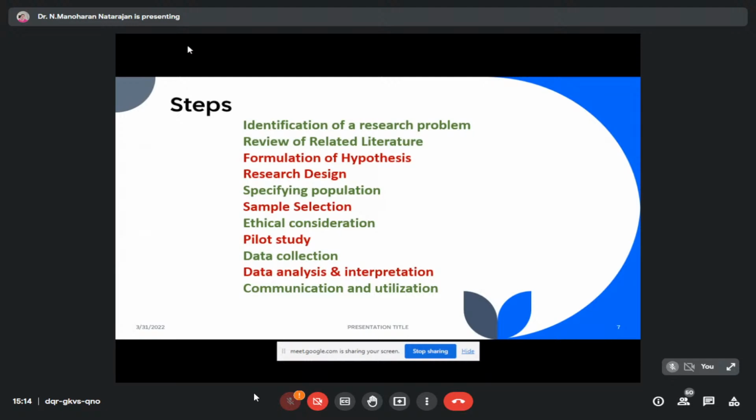First one is the identification, next literature review, formulation, research design, population, sample, ethical, pilot, data collection, data analysis and interpretation, communication and utilization. These are the steps to be followed while the research is to be done.